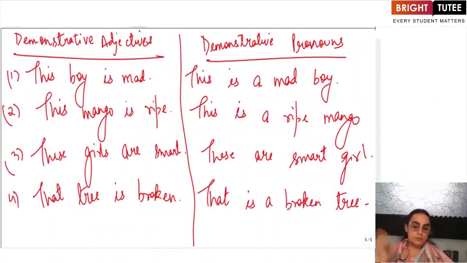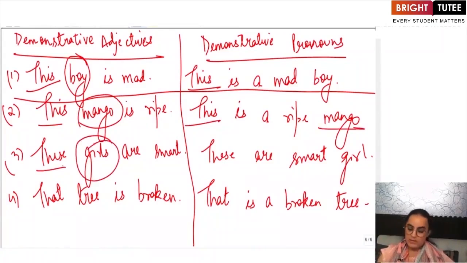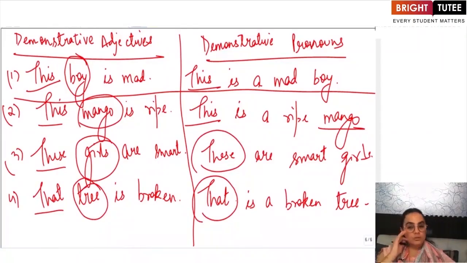Now observe the difference between these two. Both the first sentences have this there. What is the difference? Here, this is used with the noun. Here, this is not used with the noun. Second sentence: this is used with the noun mango. This is not used with the noun mango. These is used with the noun girls, and here these is used without the noun girls. That is used with the noun tree, and here that is used without the noun tree.